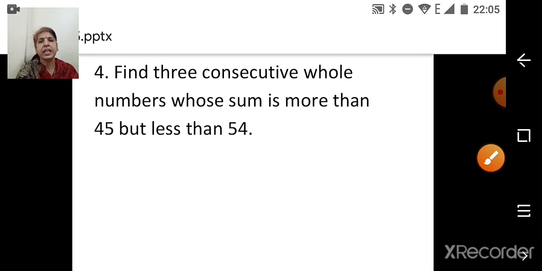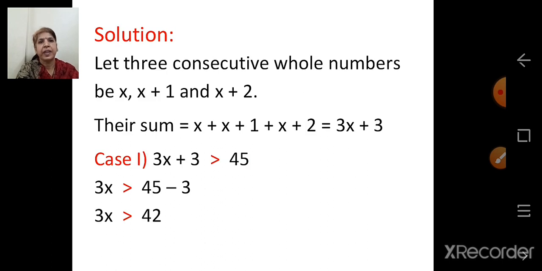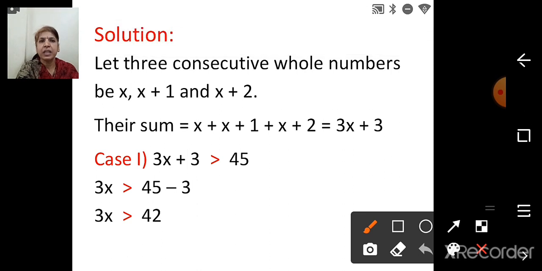So we take x, x plus 1, x plus 2. In case you are taking it that way, accordingly you have to solve further. Now solution. Let 3 consecutive whole numbers be x, x plus 1, x plus 2. Now their sum is, so we will add all the 3 numbers: x plus x plus 1 plus x plus 2. Now you have to add them. Now x plus x plus x, we have 3x, plus 1 plus 2, that is 3. So we have got 3x plus 3.